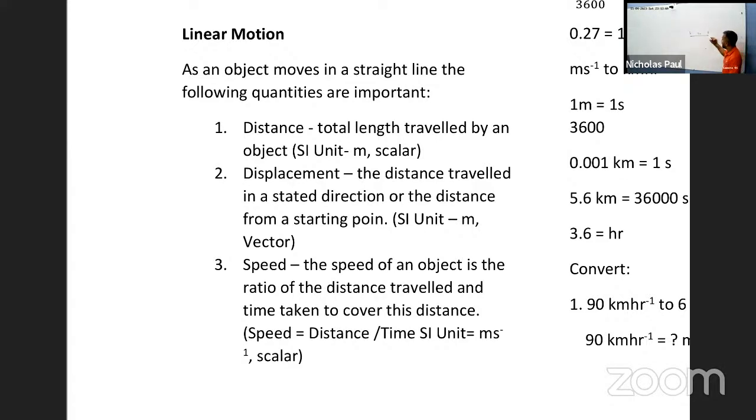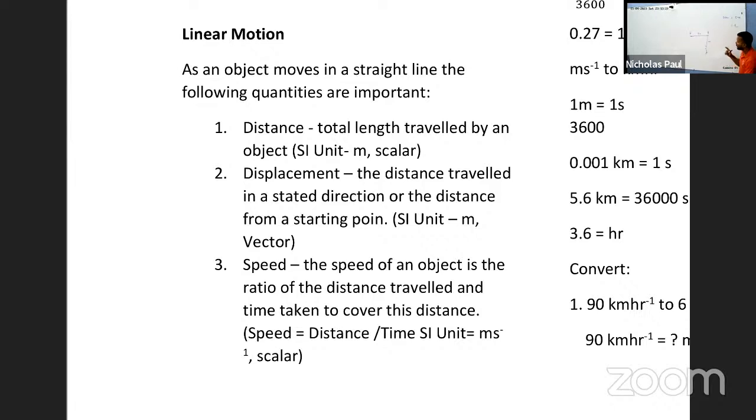If Jude then went from here to here, let's say that's 4 meters, then Jude would have covered a total distance of 5 plus 4, which is 9 meters. All right. But then sometimes we use a quantity called displacement.